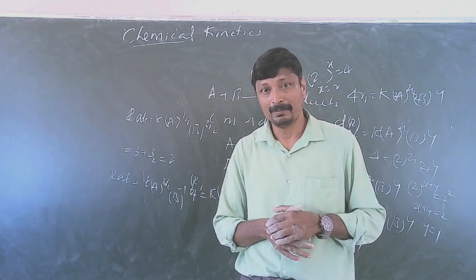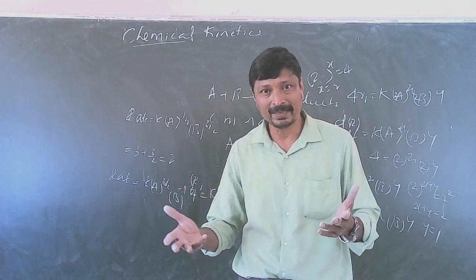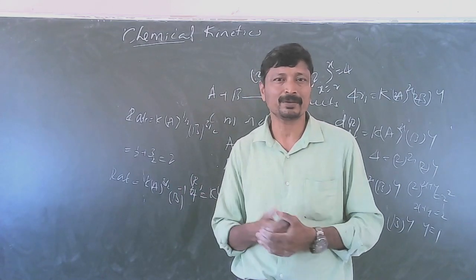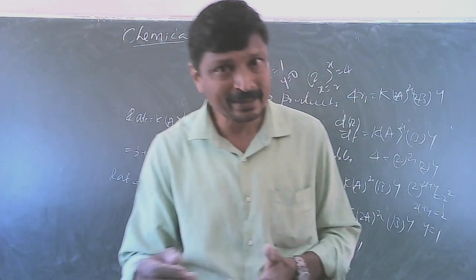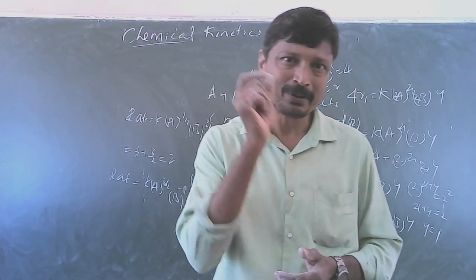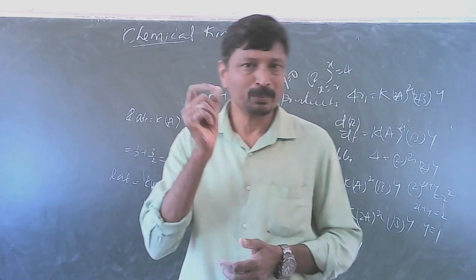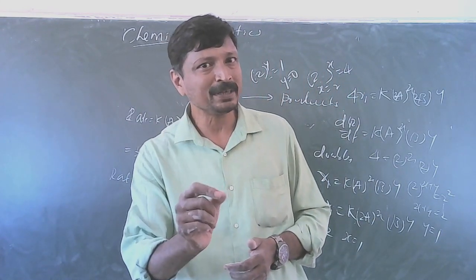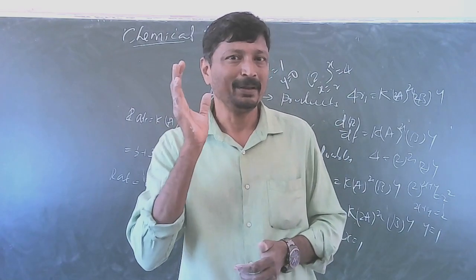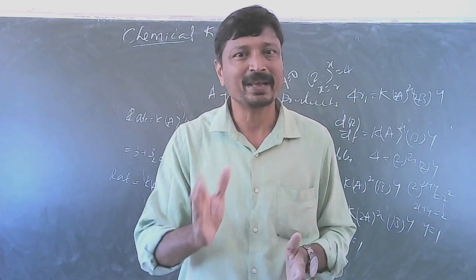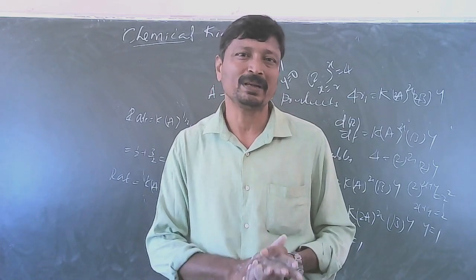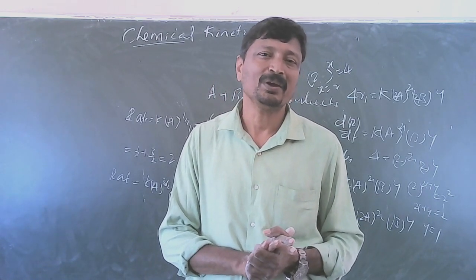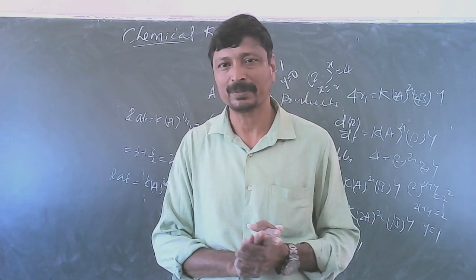But in most cases, by varying the concentration of reactant or product, the rate varies. How does it vary? For that you have to write the rate expression. To write the rate expression, you have to conduct an experiment. By experiment only, you can write the rate expression. By writing the rate expression only, you can see how the rate of the reaction varies with the concentration.